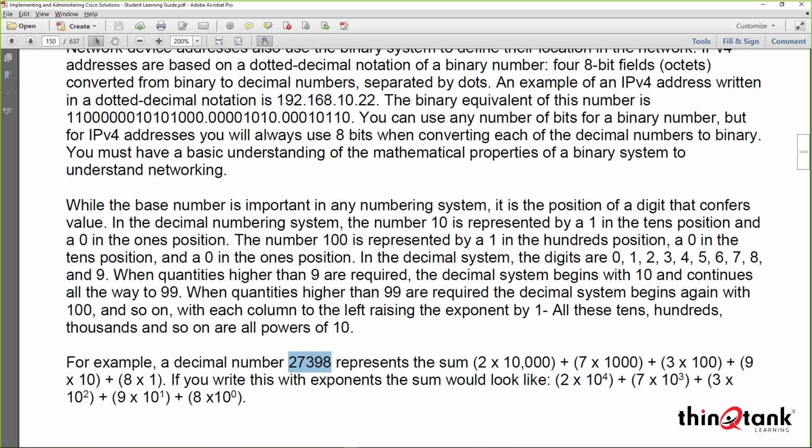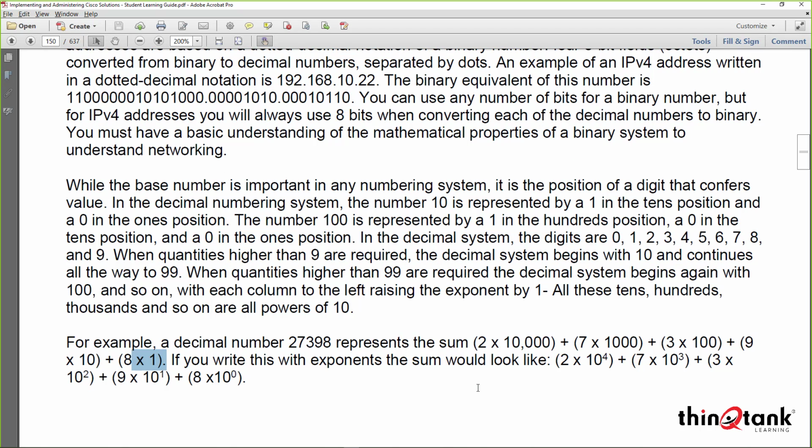So I know I would need more than 14 bits to represent 27,398, because 2 to the power of 14 is 16,384, and 2 to the power of 15 is 32,768. So I know that I would need at least 15 bits to represent that number. They do it a little bit differently here. They break it down into powers of 10, so 10,000 plus 1,000 plus 100 plus 10 plus 8 times 1. But if you were to apply that to the powers of 2 scale, it would require 14 bits.